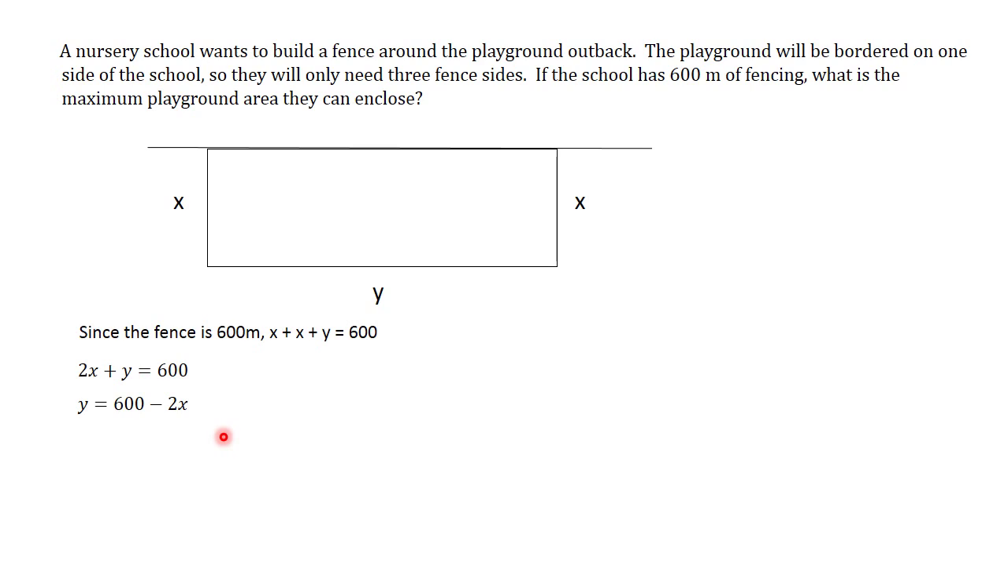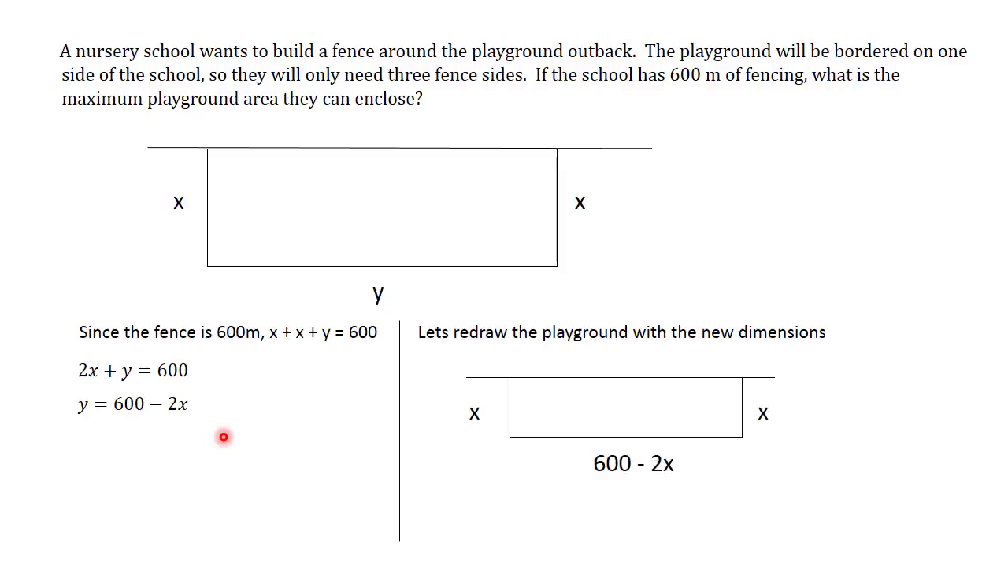And the reason we're doing that is because we can redraw the playground with some new dimensions. Look at what I just did. I took away the y that was there, and in its place I'm going to put 600 minus 2x. That makes sense because over here we said that y was equal to 600 minus 2x. So it's okay for us to remove that y and put in its place something which is the same as y, which is 600 minus 2x.